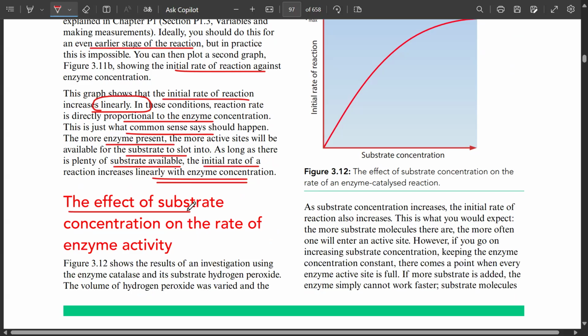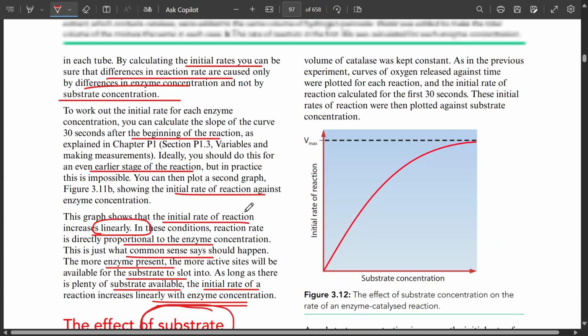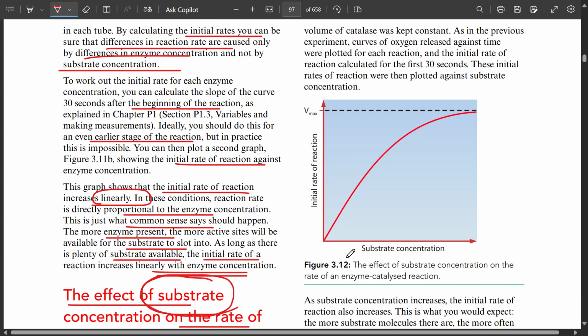So the effect of substrate concentration on the rate of enzyme activity. We increased the enzyme concentration. Now we are going to increase or decrease the substrate concentration that has to be actually broken down. So this is another figure, coming up next, that shows you the increase in substrate concentration and the initial rate of reaction.